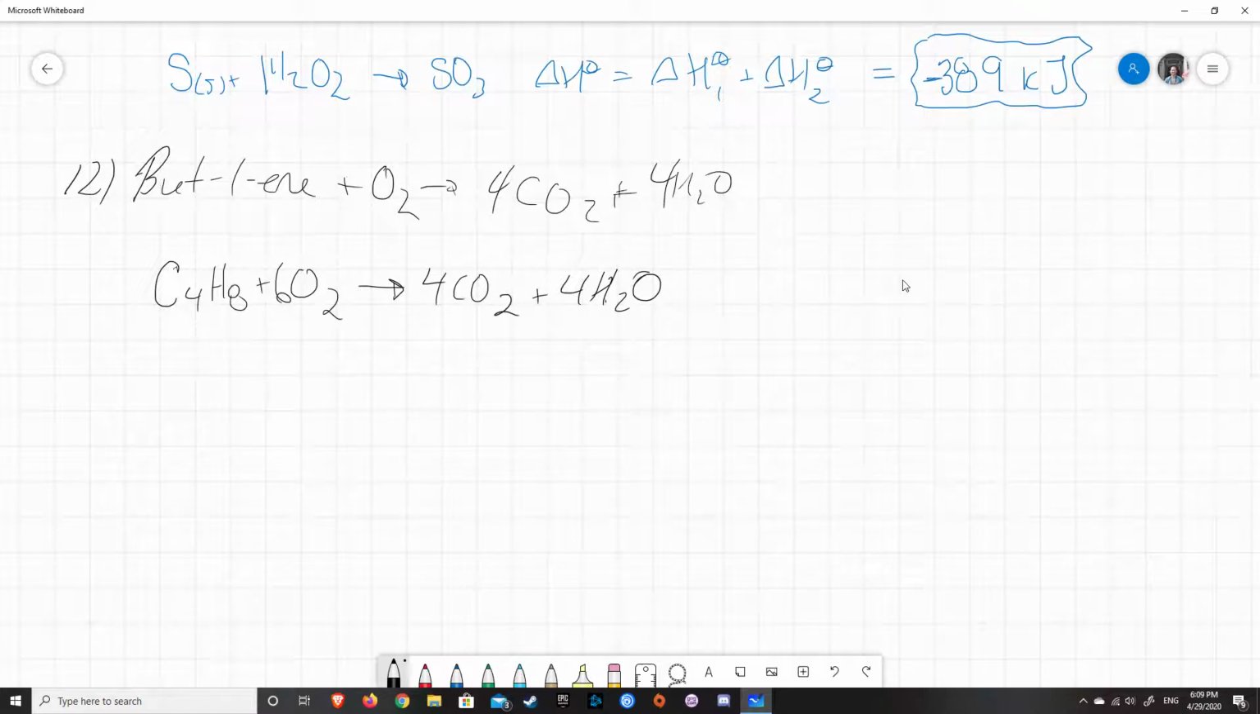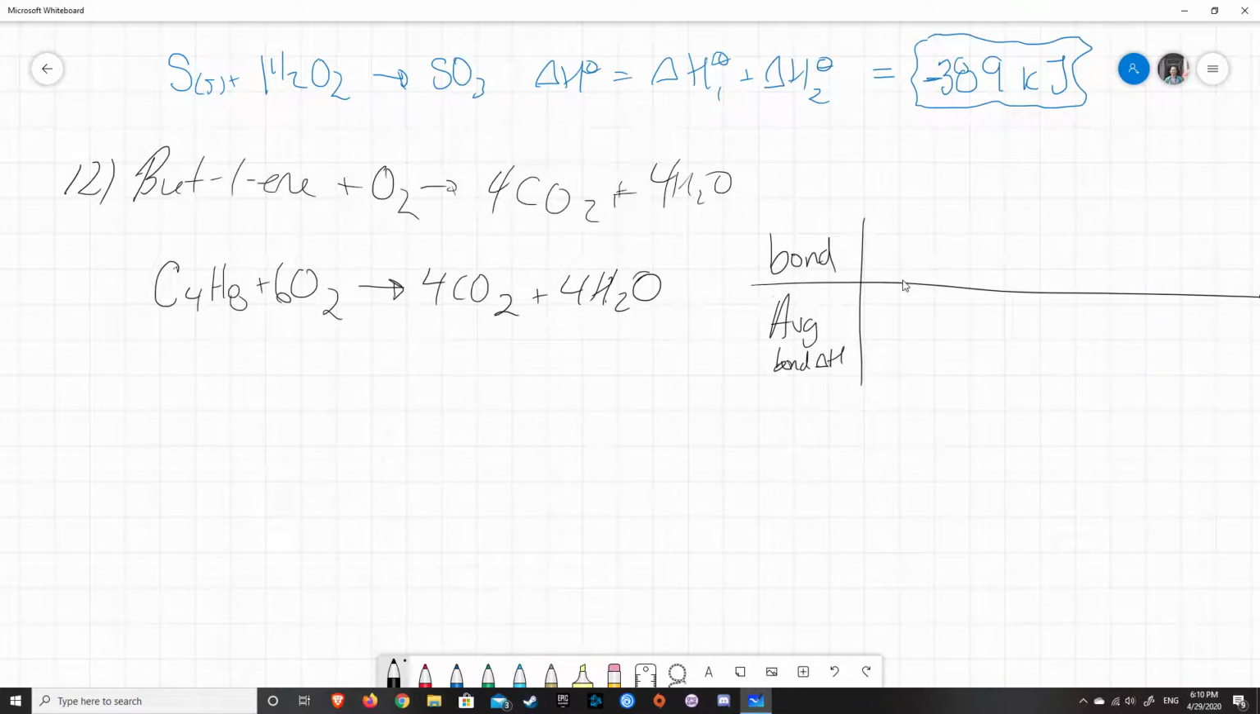And then it gives us the bond enthalpies. So anytime you're given bond enthalpies, you know you're going to have to do some sort of calculation. Average bond enthalpy. So the bonds that we're looking at is a carbon-carbon bond. We're looking at a carbon-carbon double bond. We're looking at a carbon-hydrogen bond. So that's a carbon-carbon double bond. We're looking at an oxygen double bond.